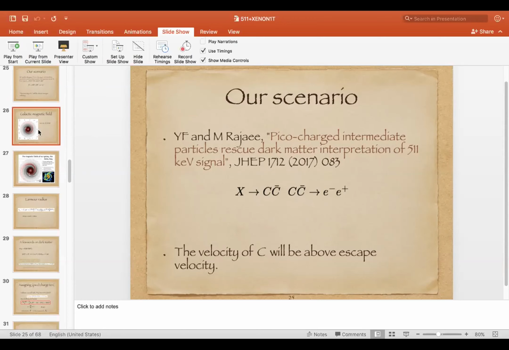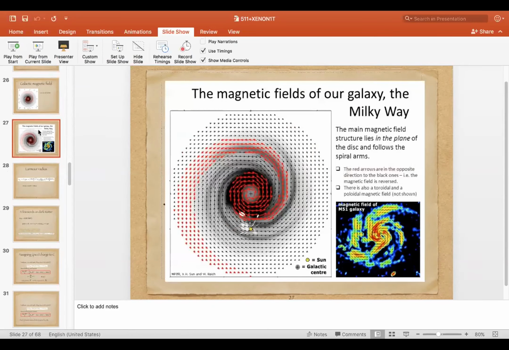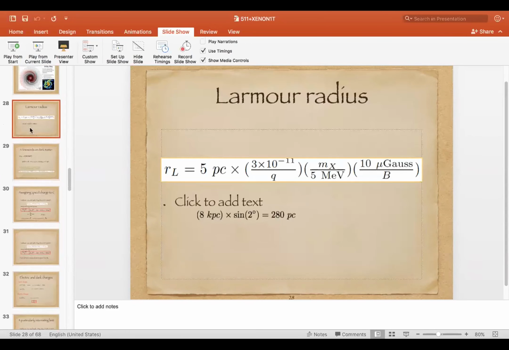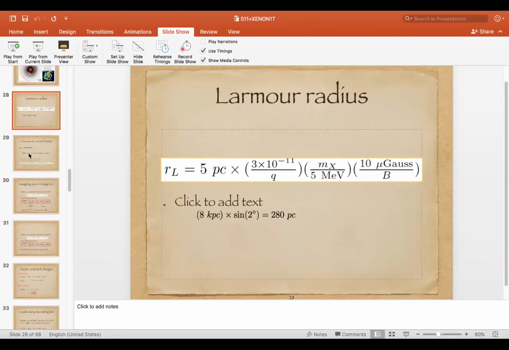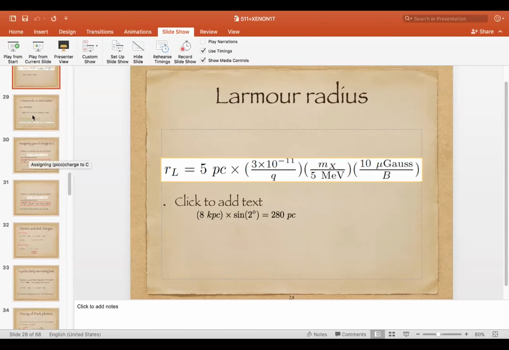and the magnetic field in the galaxy, they can be accumulated. In fact, their Larmor radius at the center of the galaxy, with a magnetic field of 10 microgauss and electric charge of 3 times 10 to the minus 11, will be something like 5 parsec, which is much smaller than the typical size of the galactic center.